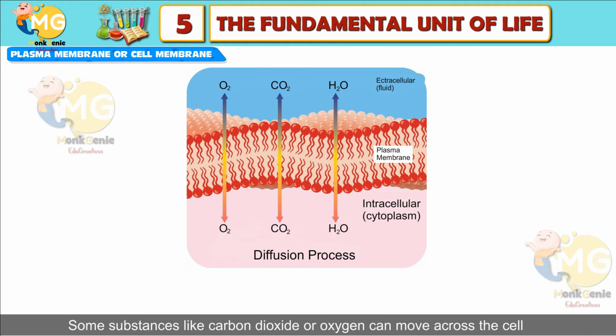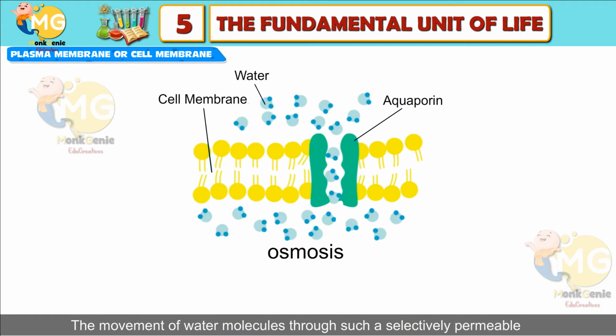Some substances like carbon dioxide or oxygen can move across the cell membrane by a process called diffusion. Water also obeys the law of diffusion. The movement of water molecules through a selectively permeable membrane is called osmosis. Unicellular freshwater organisms and most plant cells tend to gain water through osmosis. Absorption of water by plant roots is also an example of osmosis.